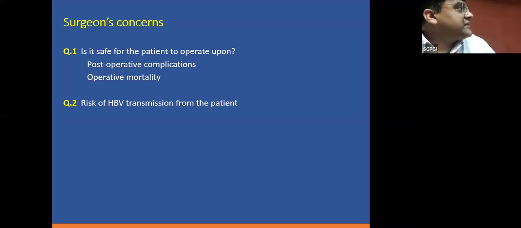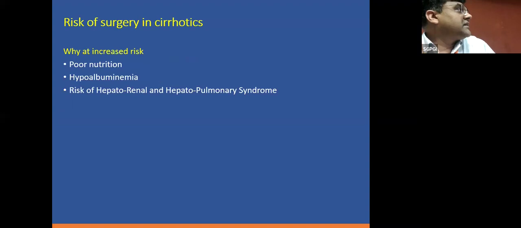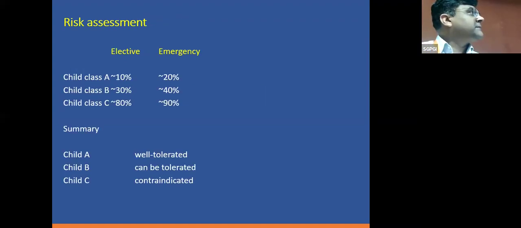So we will concentrate only on the risk of death. Why are these patients with cirrhosis at increased risk of death? Because their nutrition is poor. So in the post-operative period, their tolerance for sepsis, for fasting, for other things is poor. They have low albumin level and risk of hepatorenal syndrome, hepatopulmonary syndrome. These things are there, right?